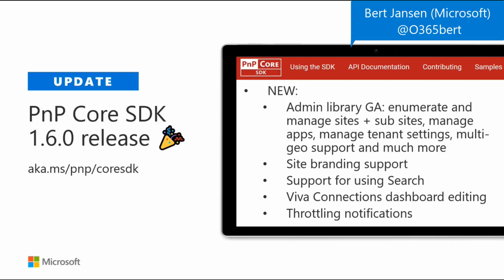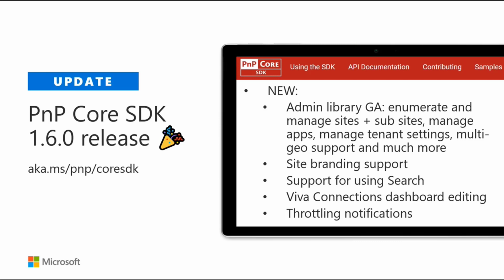Thank you, David. So this week was a release week. We finally released the PnP Core SDK version 1.6. And the key new things in this version are we have a GA of our admin library. So the admin library allows you to work with site collections, enumerate them, create them, change properties of tenant, of site collections, multi-geo support, and much more. Go check it out. It's in our documentation and really a nice summary of admin-related tasks that you would do from SharePoint and Microsoft 365 as well.